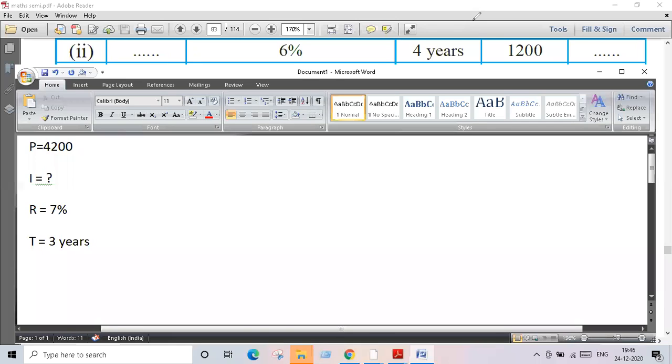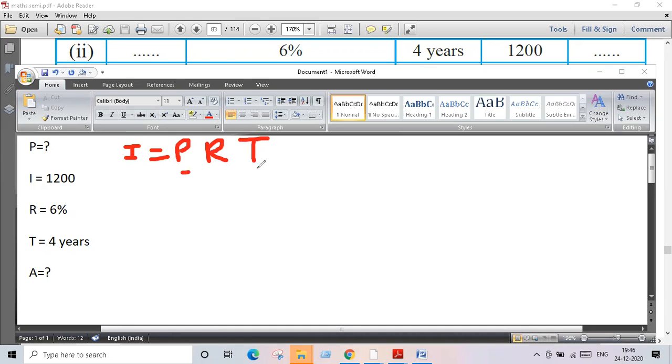Question number 2. Principal amount. We have to find out principal amount here. Where I is given 1200. Then also we have R as 6% and tenure is 4 years. Also we have to find out A, that is amount. Okay, let's see here. चला आपण solve करूया. Formula same रहता है. Everything same here. I is equal to P into R into T upon 100, right?